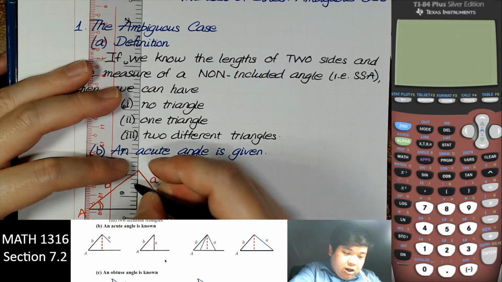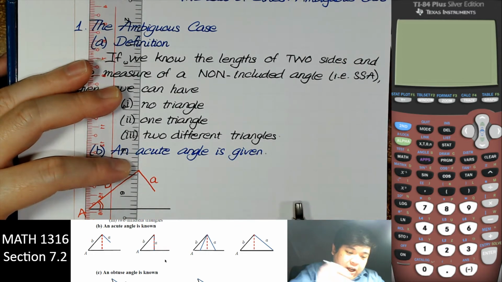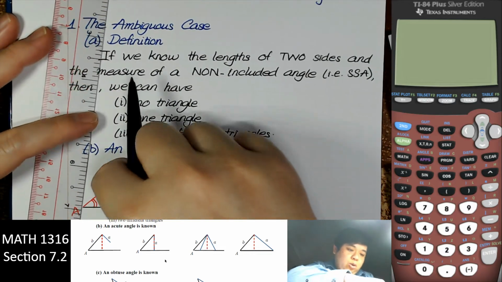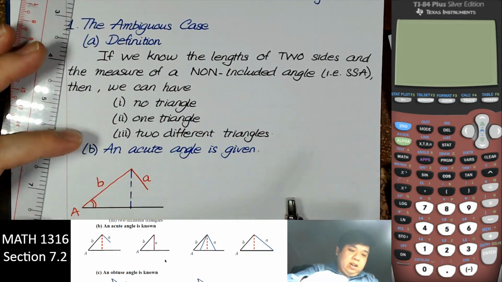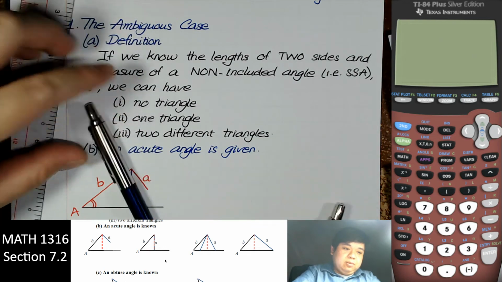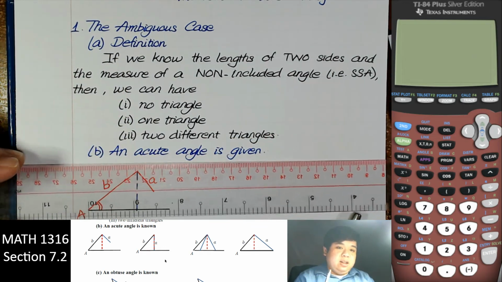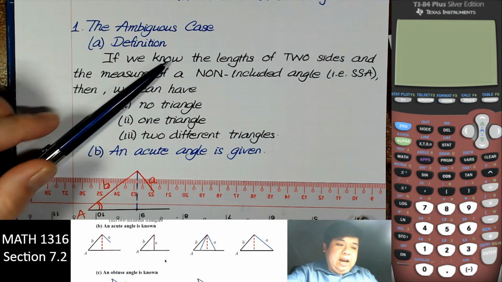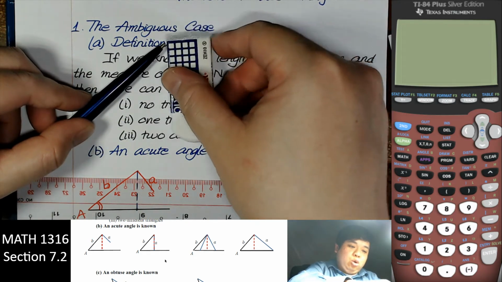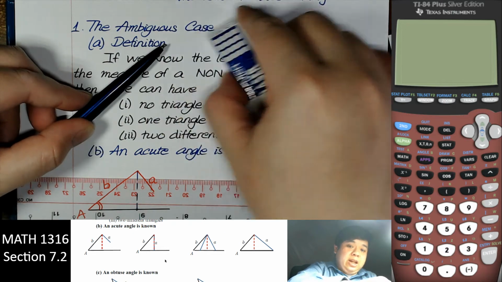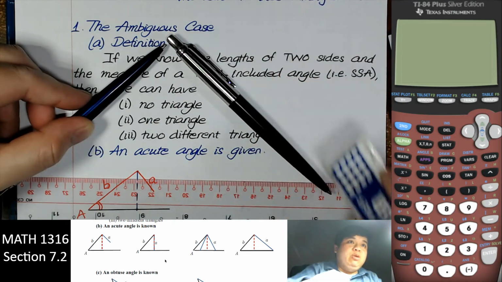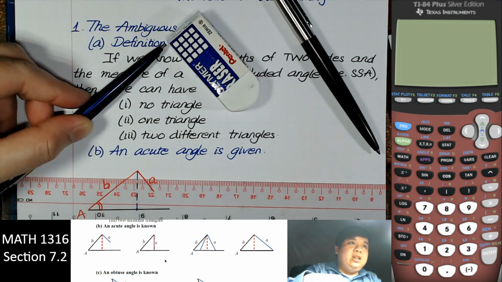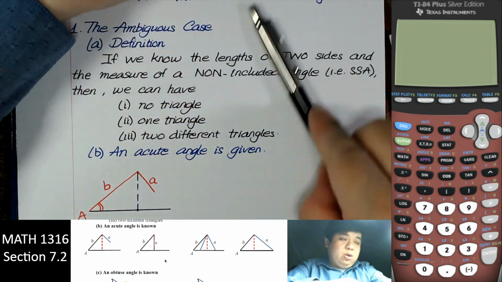So the third side is shorter than the height, so it will not touch to form a triangle. It doesn't matter how it swings. Let's say we have one side here, another side, and the third side is too short to form a triangle. If it's long enough, then yes, it will form a triangle. But if it's too short, it will not touch this side to make a triangle. So no triangle here.